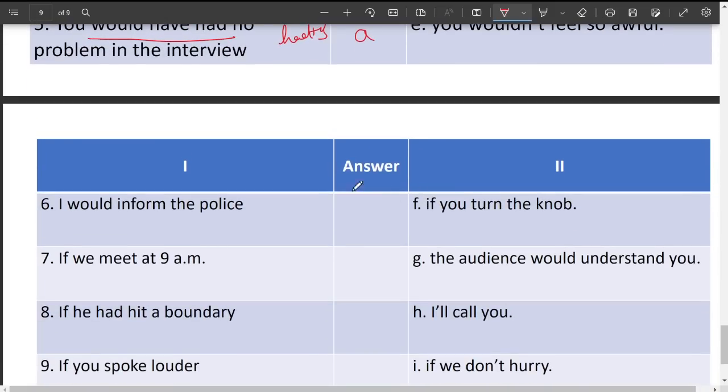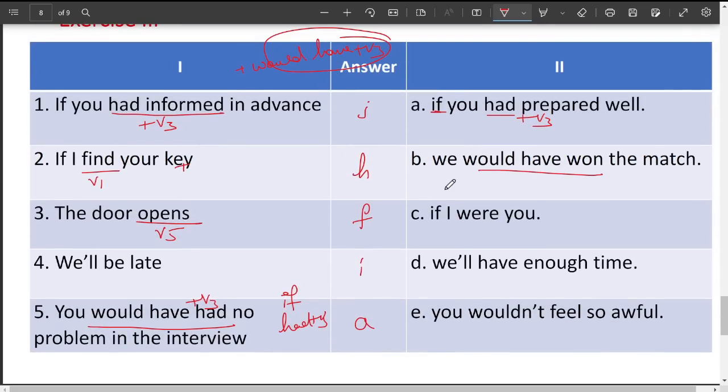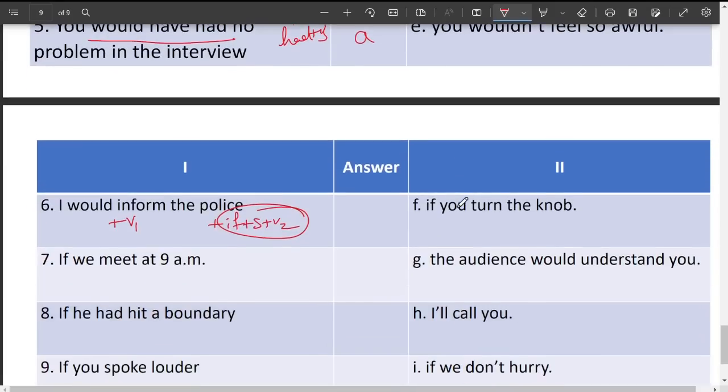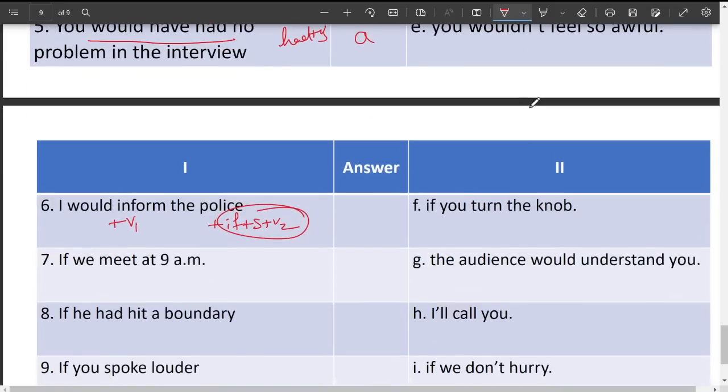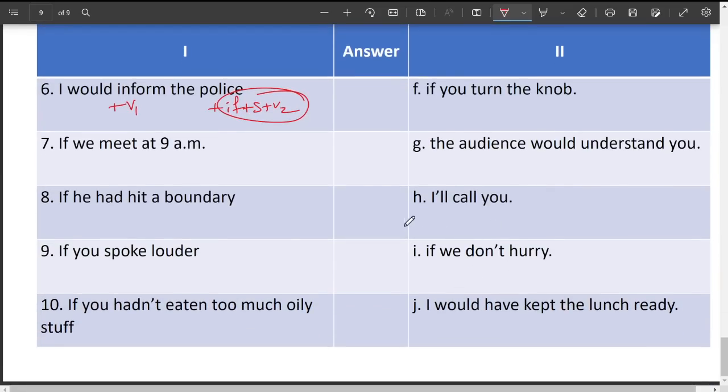Next one. I would inform the police. I would inform: would plus V1. This can be connected with if plus subject plus V2. Search for this structure, if plus subject plus V2. Where can you find it? Look at this. If I were you, okay, you have to start the sentence with if, because on the other side it is not starting with if. If I were you, looks good. If you don't worry, not possible. So which one can we use here? Only if I were you, I would inform the police.